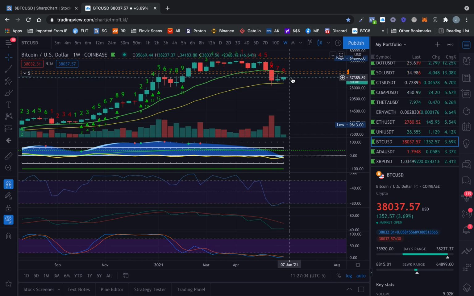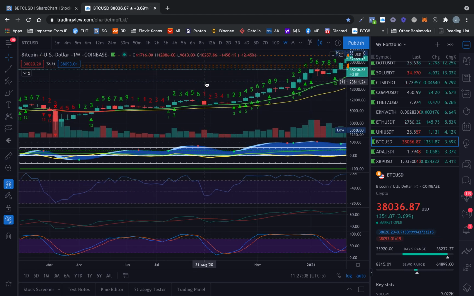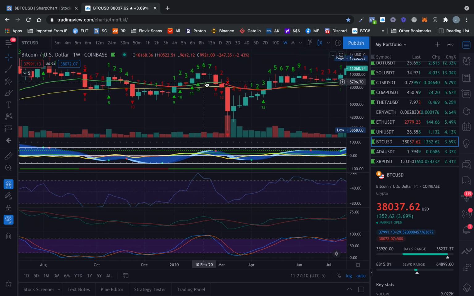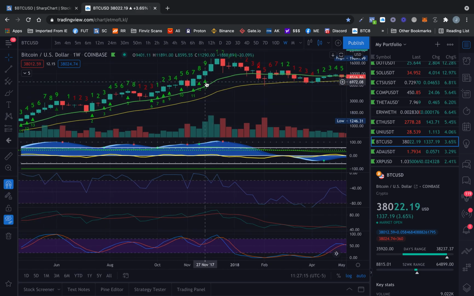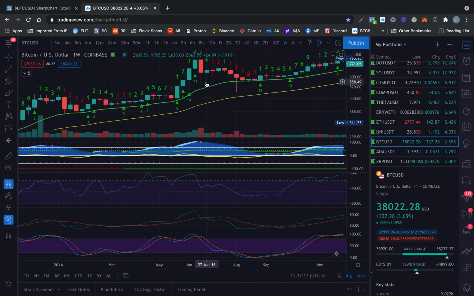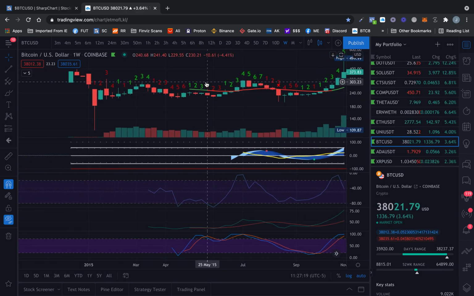And this thing could just explode on the 9 count too. I mean, I've seen it do that a few times with Bitcoin and some other cryptos. Let's see if I can find the last 9 down count. Let's see. Probably have to go way back on a daily basis.